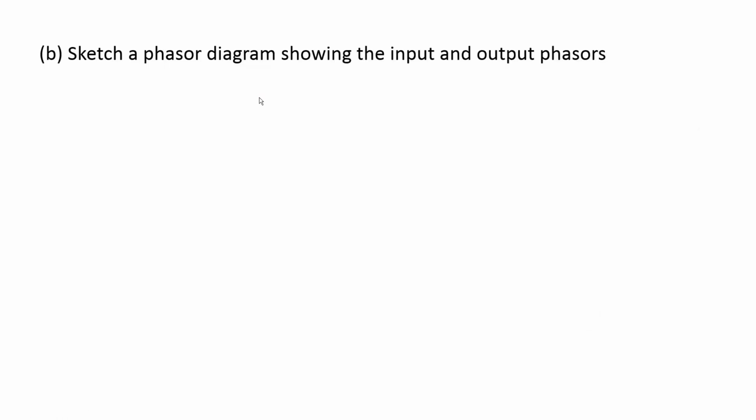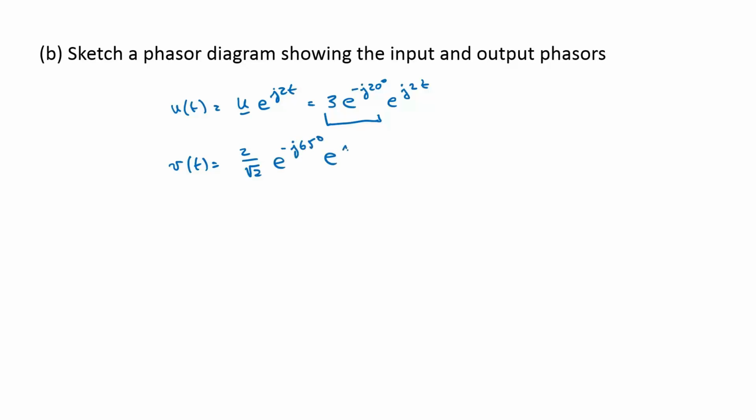Now we want to sketch a phasor diagram showing the input and the output phasors. In phasor form, u of t was u e to the j2t, which was 3 e to the minus j20 degrees e to the j2t. So here's the phasor representing the magnitude and the phase of the input. And we found that v of t was 2 over root 2 e to the minus j 65 degrees e to the j2t. So this is the phasor form for the output.